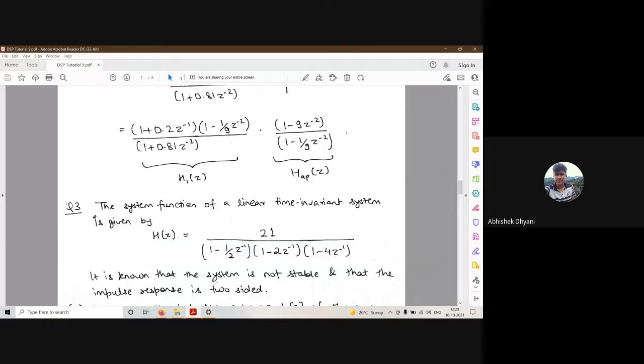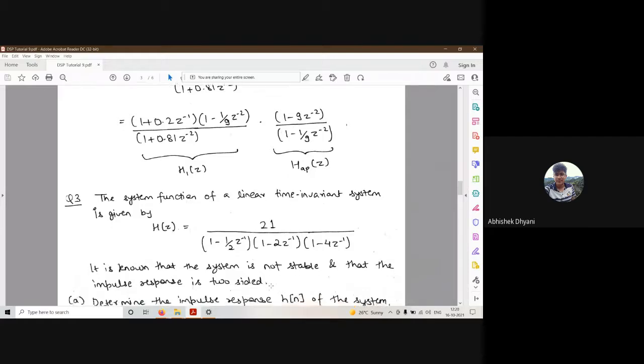Now in this case we are given that the system is not stable and that the impulse response is two-sided. The system is not stable, which gives us some information about what the ROC might be: it does not include the unit circle. And the second is that the impulse response is two-sided. What that means is that when we plot the ROC, it must be a ring, because for one pole it will be left-sided and for another it will be right-sided.